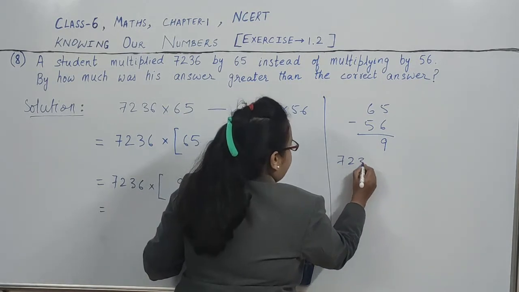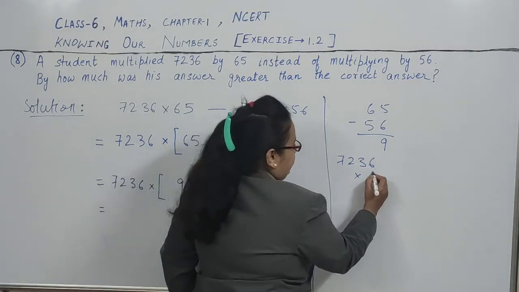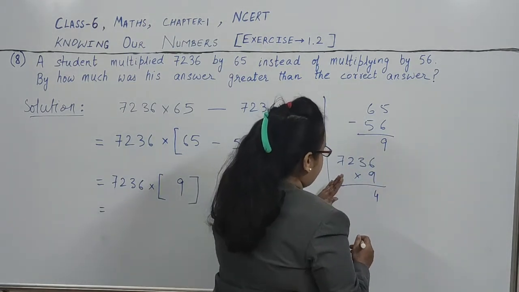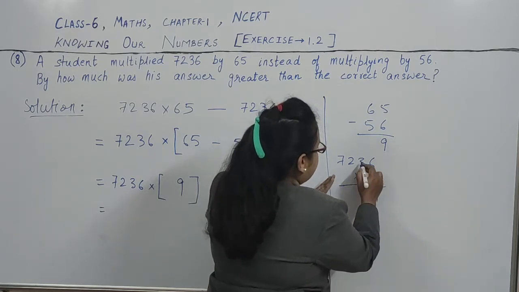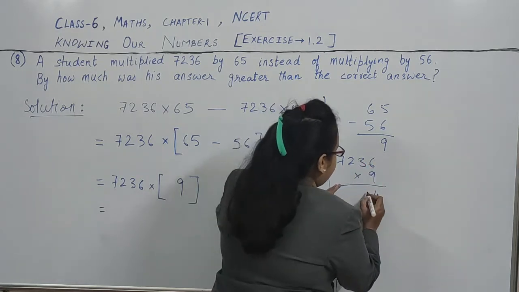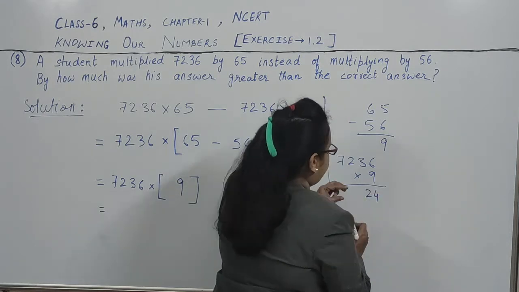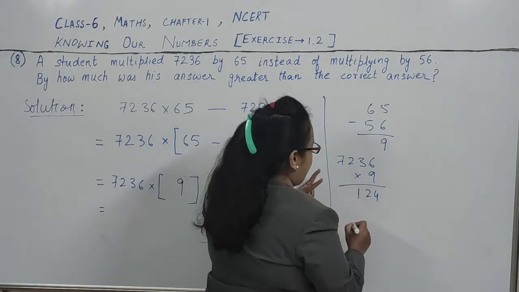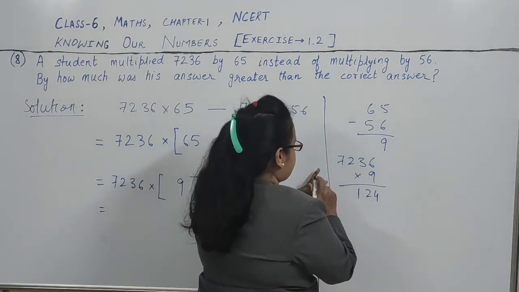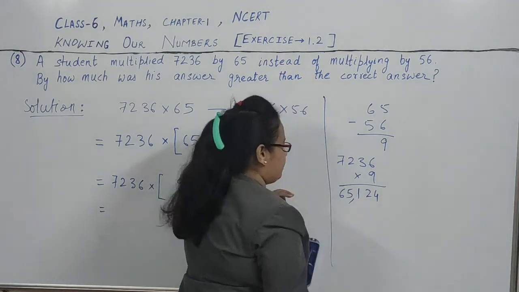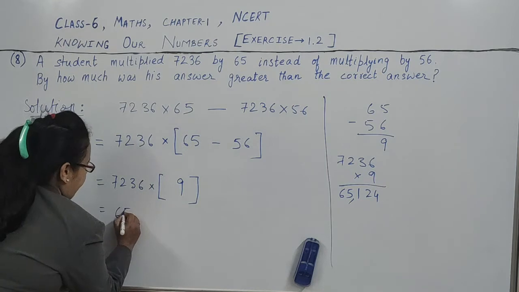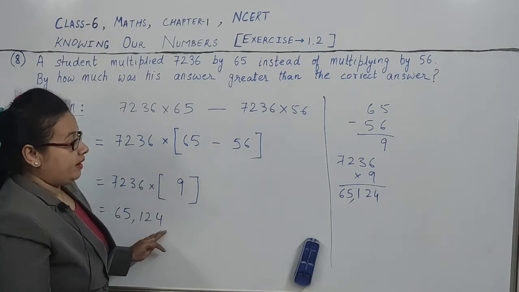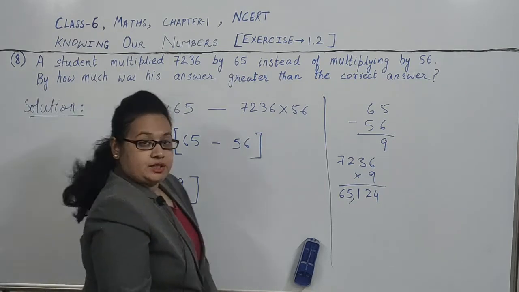See, 7236 multiplied by 9. See here. 9 sixes are 54, 5 carry. 9 threes are 27 plus 5, 32. Sorry, 32, 3 carry. And then 9 twos are 18, 18 plus 3 is 21, 2 carry. 9 sevens are 63, plus 2 is 65. So this is 65,124. So, understood the question?